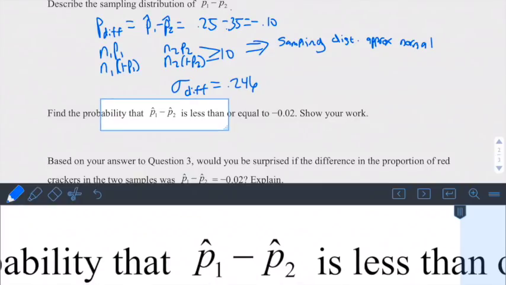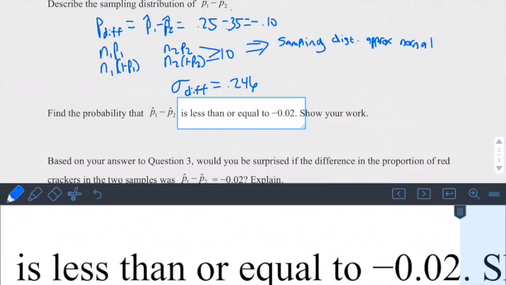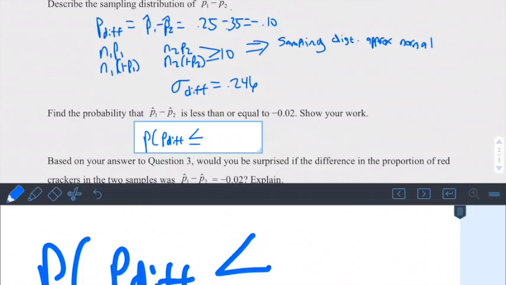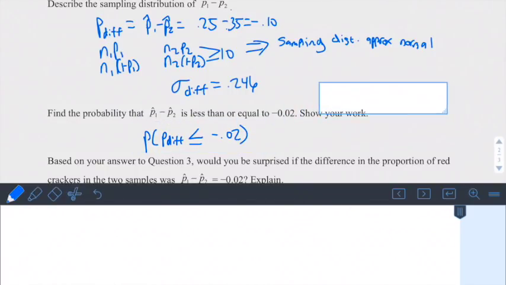If we want to find the probability that the difference is less than or equal to negative 0.02, well, we could write that. The probability of the difference p hat 1 minus p hat 2 is less than or equal to negative 0.02. Well, I need to draw my sampling distribution.